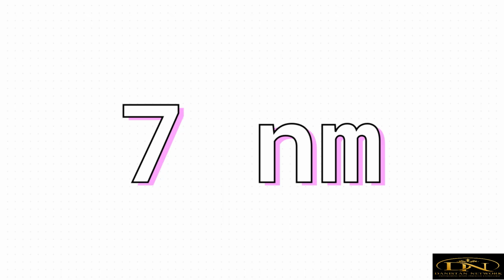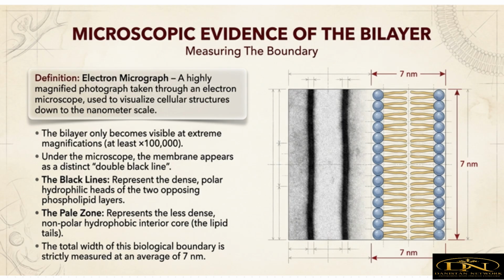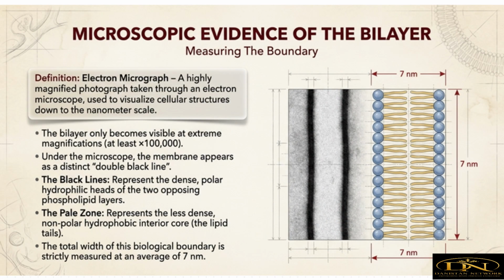Of course, science requires concrete observation, not just neat theories. And zooming in 100,000 times with an electron microscope reveals this exact bilayer architecture in real life. We can actually observe a distinct double black line, which represents those dense hydrophilic heads. Sandwiched right between them is a pale zone where all the tails are hiding. When we measure this entire structure, it averages an unimaginably thin 7 nanometers. I mean, to put that into perspective, you would have to stack about 10,000 of these membranes just to match the thickness of a single sheet of paper. Yet somehow this incredibly fragile barrier is what sustains all complex life.